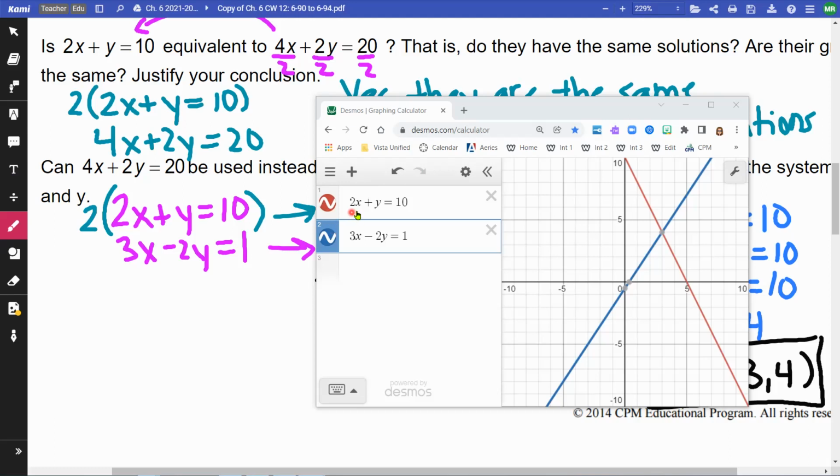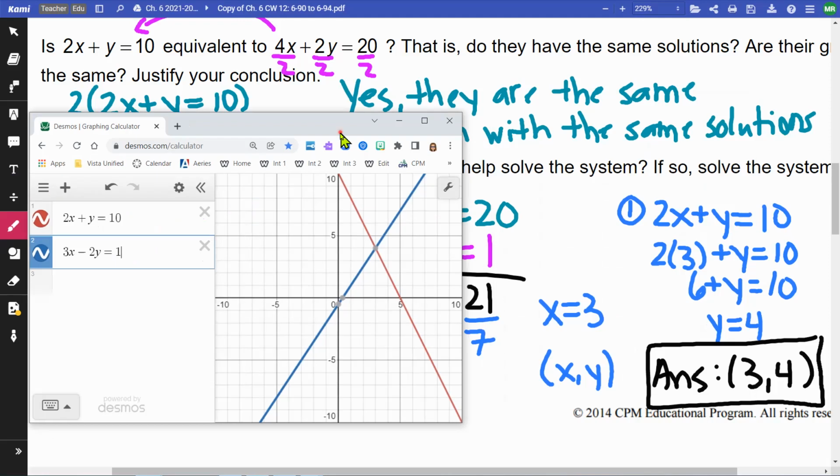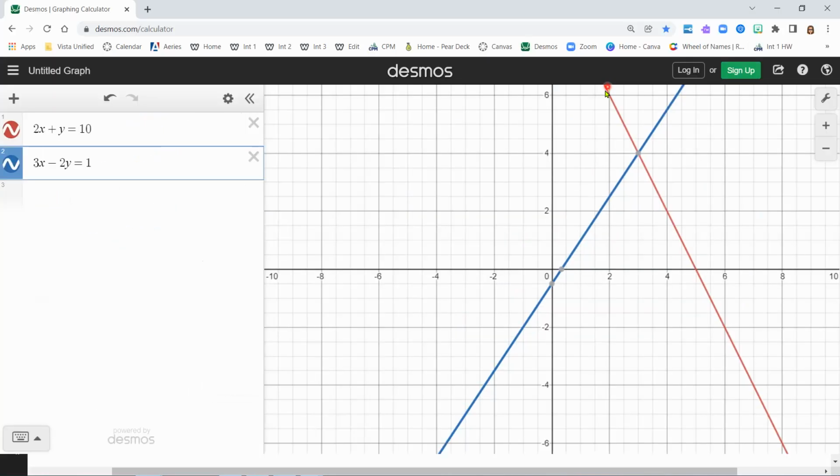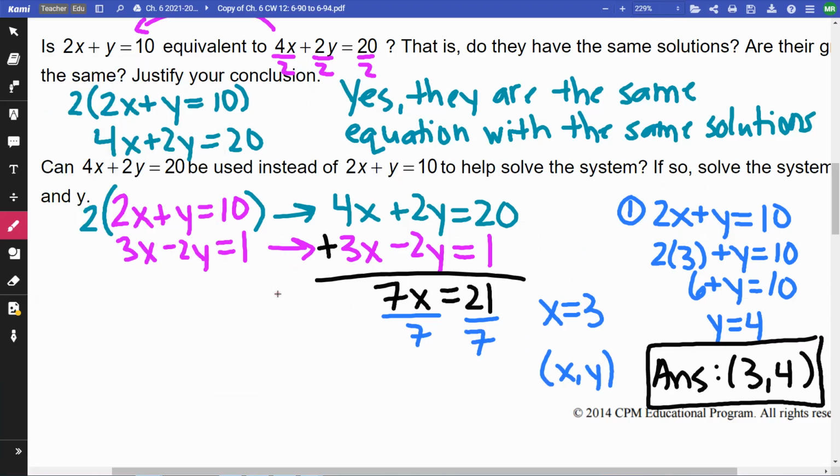So I put in the 2x plus y equal 10 and the 3x minus 2y equal 1. We got 3, 4. So you'll see 3, 4 is the point where those crossed each other. Okay, that's the point of intersection. That's what we're finding when we solve the system.